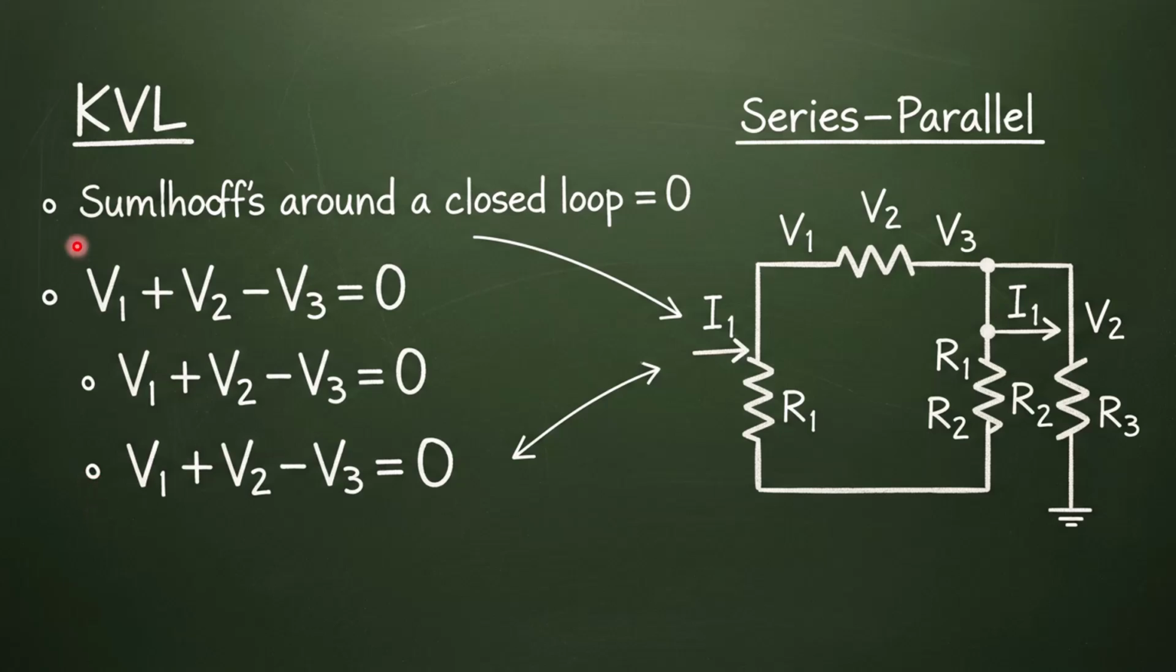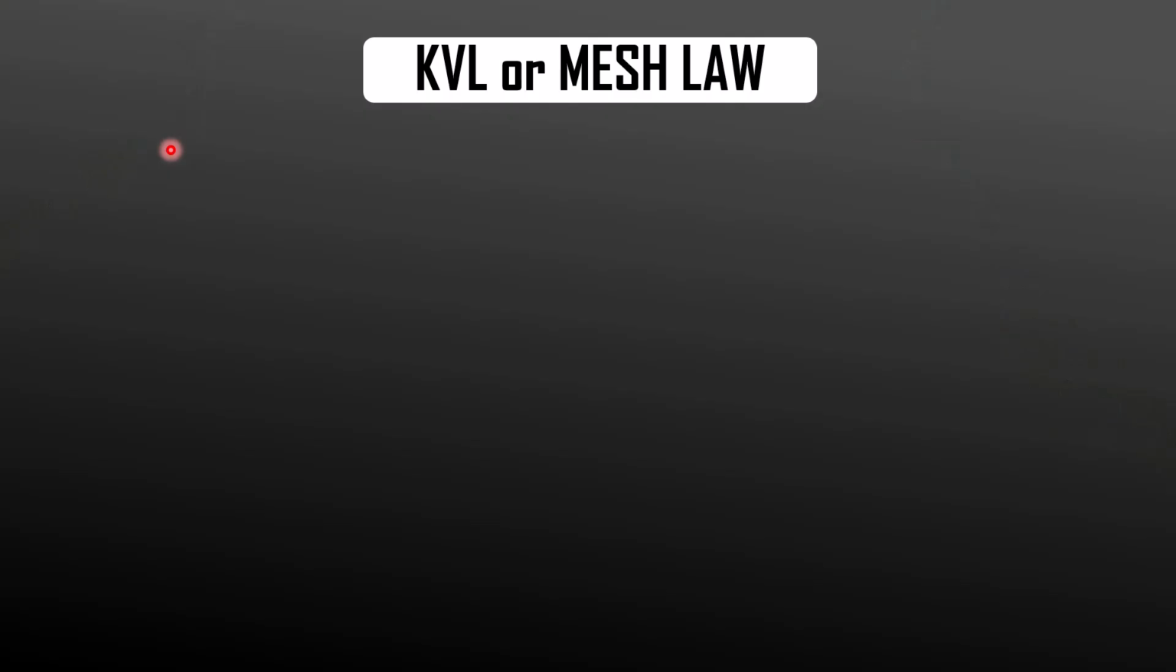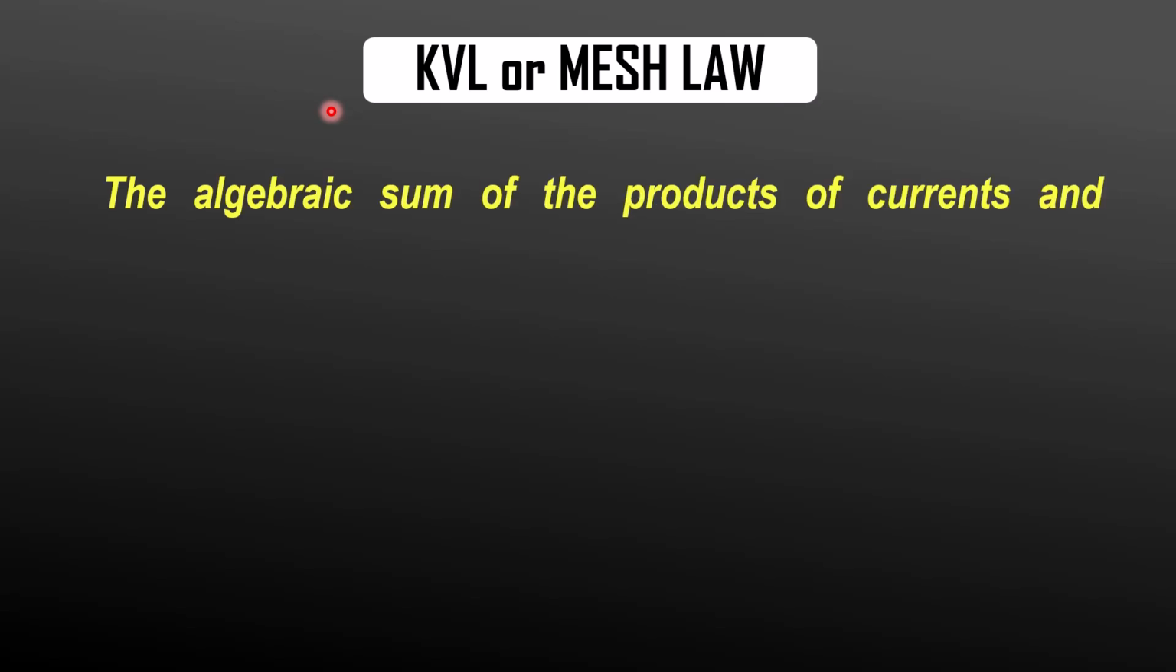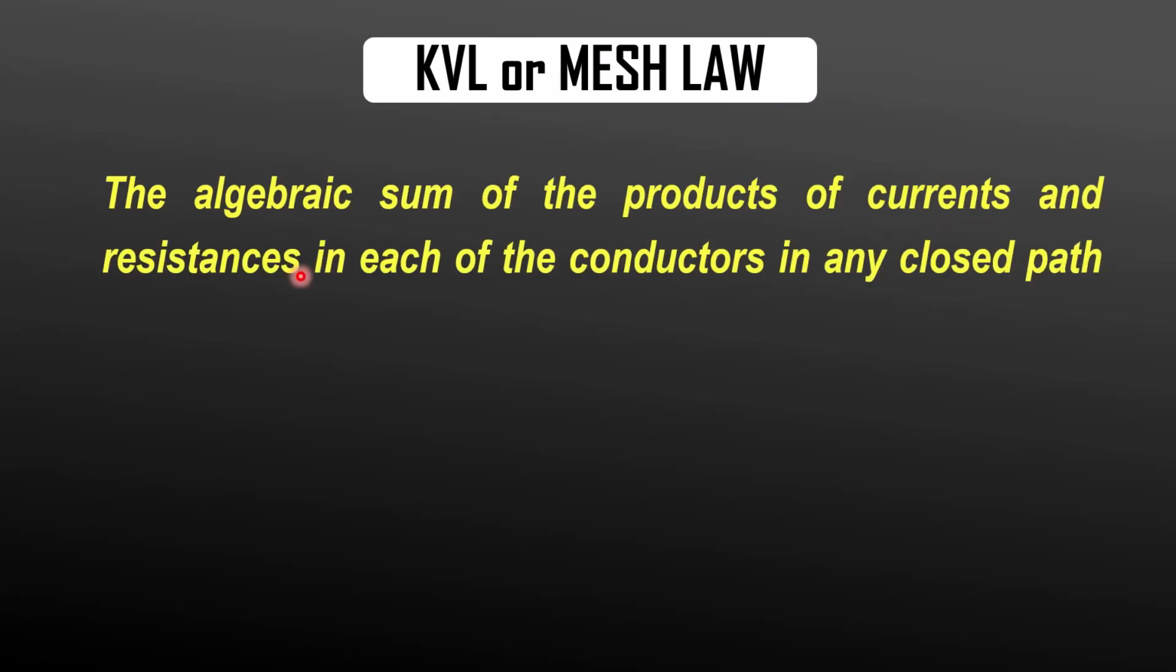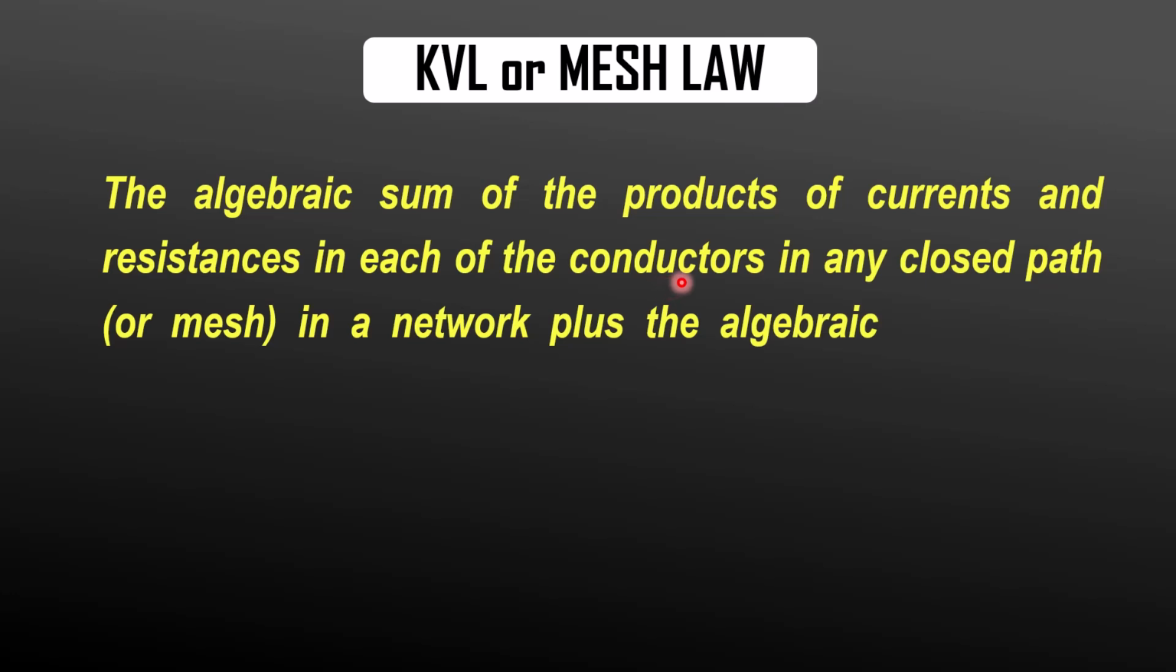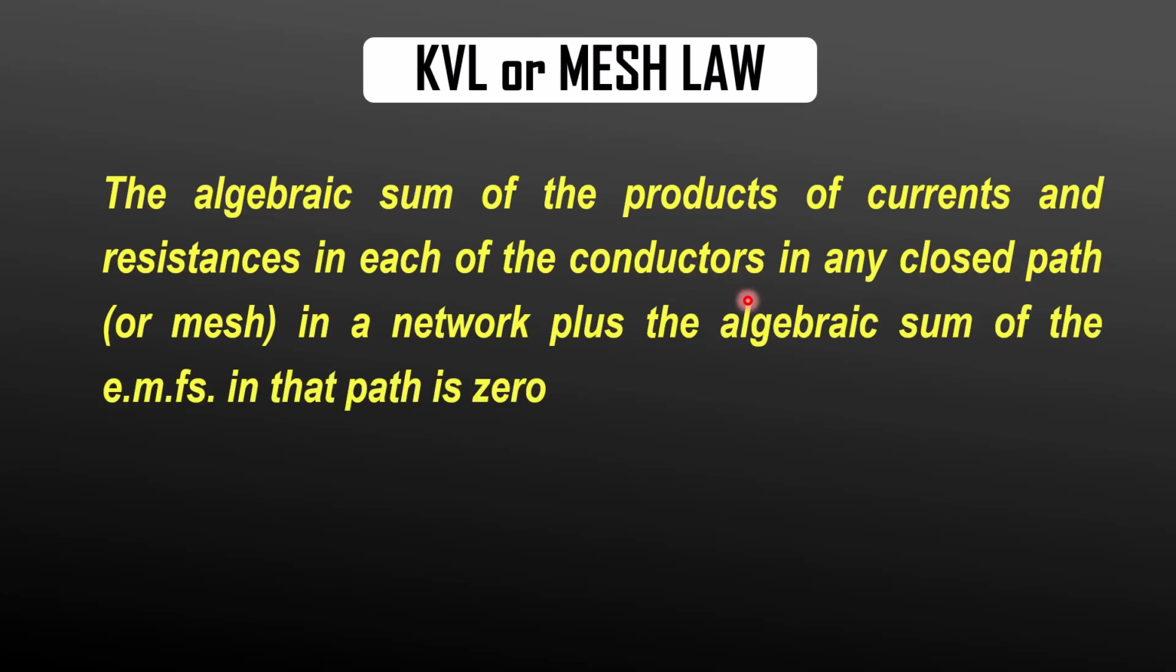In this video, we will study KVL, or Kirchhoff's Voltage Law, or Mesh Law. First, we will see what the KVL law states. The algebraic sum of the products of currents and resistances in each of the conductors in any closed path or mesh in a network, plus the algebraic sum of the EMFs in that path, is 0.